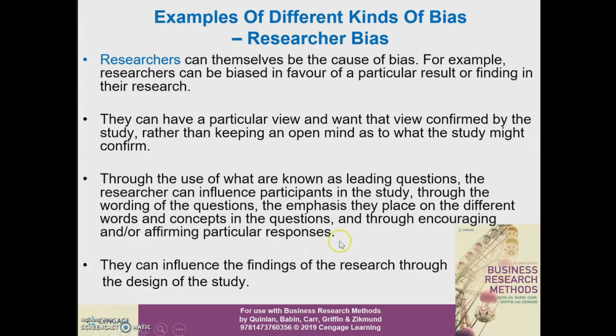Through the use of what are known as leading questions, the researcher can influence participants in the study through the wording of the questions and the emphasis they place on the different words and concepts in the questions, and through encouraging and affirming particular responses. They can also influence the findings of the research through the design of the study. Okay, so researcher bias is one of the examples of bias.